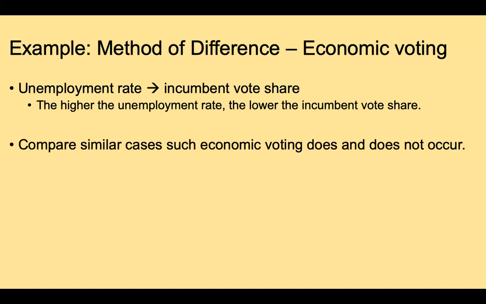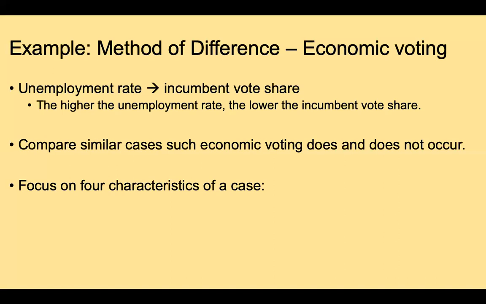And what we want to do is compare similar cases where such economic voting does and does not occur. That is, we want to find similar cases where there does appear to be a close relationship between these variables and where there doesn't appear to be a close relationship between these variables. And so in some of these cases, unemployment is high and the incumbent vote share is lower. But in other cases, unemployment may be high, but the incumbent's vote share may also be high, and there may appear to be no discernible relationship between the variables.